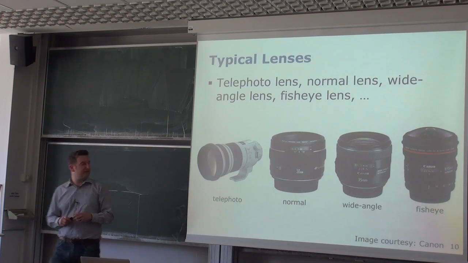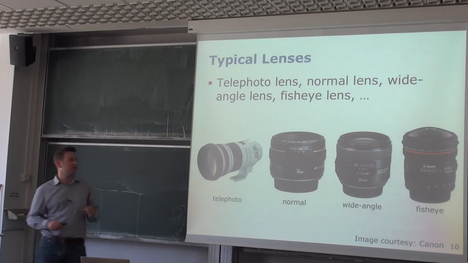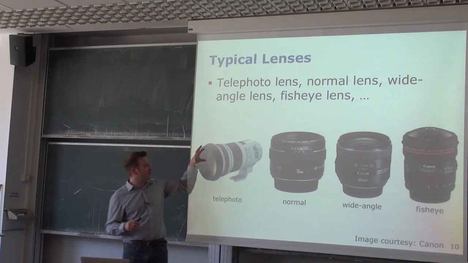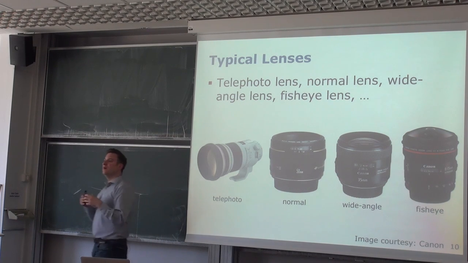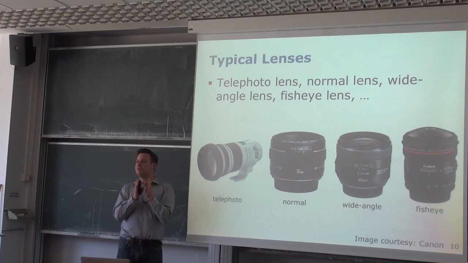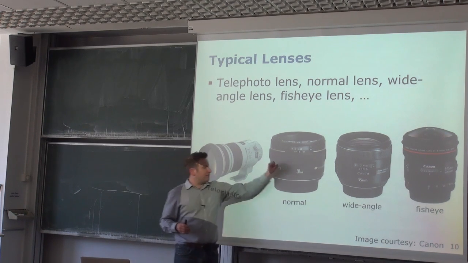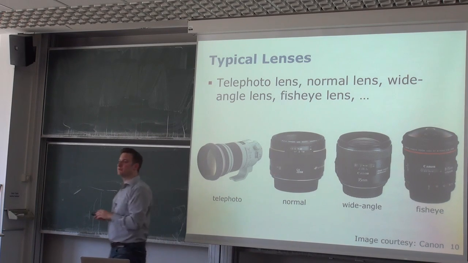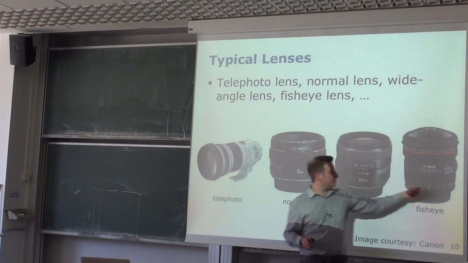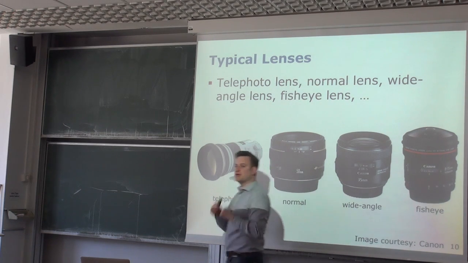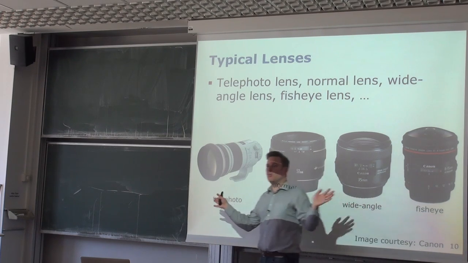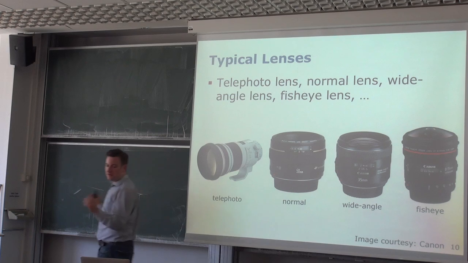A few examples of typical lenses, just images taken from the Canon website here. We have these tele lenses. That means we can typically use them to picture objects which are very far away, so we have a very narrow field of view. We have something that's called a normal lens, something in the order of 50 millimeters. And then the smaller the focal length gets, the larger the opening angle, up to wide angle lenses, even fisheye lenses, which can span 180 degrees or even more than 180 degrees.